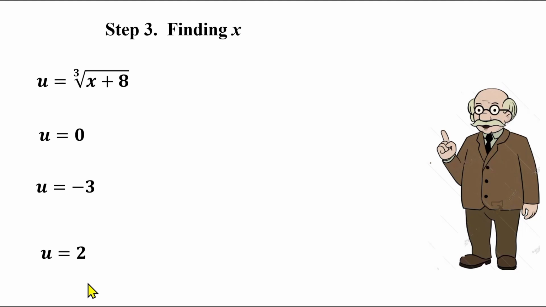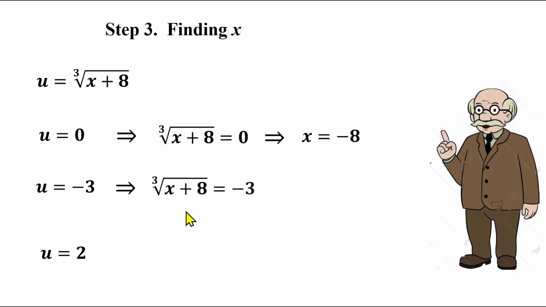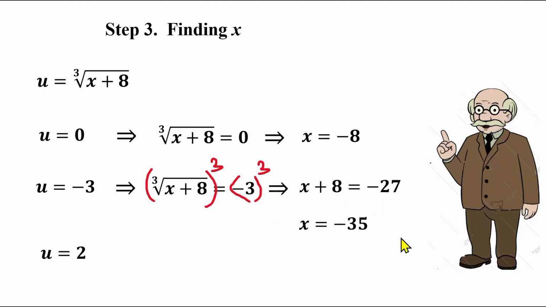Consider the first root, u equals 0. From here we have cube root of x plus 8 equals 0, and as a consequence we have x equal negative 8. In the case when u equals negative 3, we have for this cube root negative 3. Cubing both sides, we obtain x plus 8 equals negative 27. And from here we have x equal negative 35.